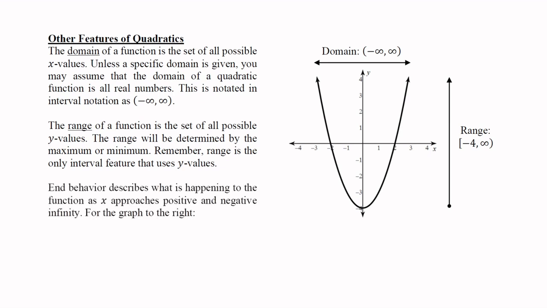End behavior describes what is happening to the function as x approaches positive and negative infinity. For this graph, as x approaches infinity, so we're looking at the right-hand side, f of x goes to infinity because the graph is pointing up. As x goes to negative infinity, looking at the left-hand side, f of x goes to infinity because, again, the graph is pointing upward. In fact, in end behavior for quadratics, you're either going to have both f of x's going to infinity or negative infinity, depending on if it's concave up or concave down.